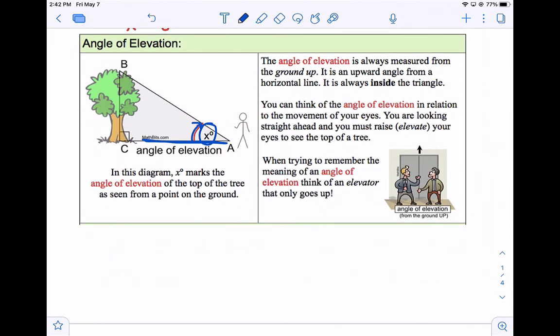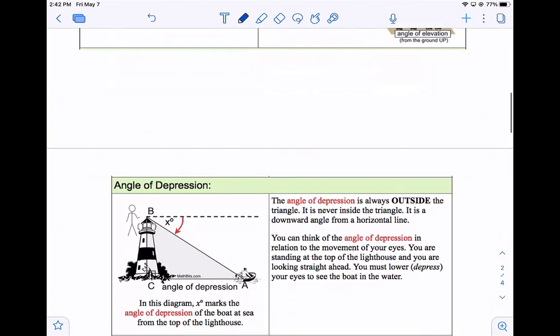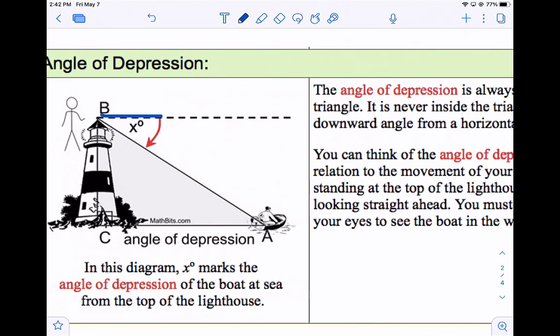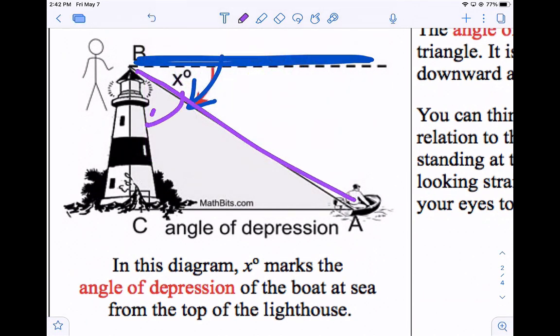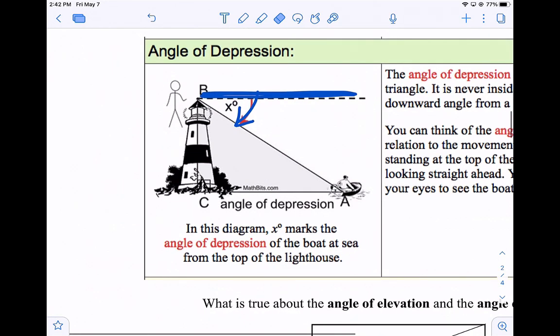There's also the angle of depression, and you can kind of guess what that angle will be. In the angle of depression, let's say you're at the lighthouse and you're looking at the horizon, but then you look down. So the angle of elevation, you look up from the horizontal line. Angle of depression, you look down from a horizontal line. So if we take a look at it, a common mistake: the angle of elevation is not this angle. It's not the purple angle, because you have to be starting out by looking straight ahead first and then looking down. So it's going to be the blue arrow, or that X value there. That'll be your angle of depression.